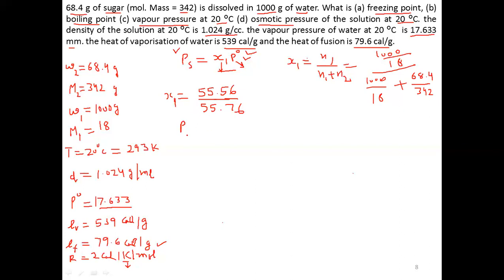So vapor pressure of solution is x1 into P naught. x1 is 55.56 divided by 55.76 multiplied by vapor pressure of pure water, which is 17.633. So if we solve it, it will come out to be approximately 17.569. So that is the vapor pressure of solution.